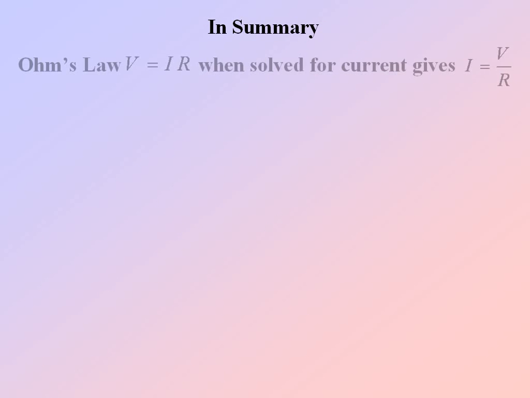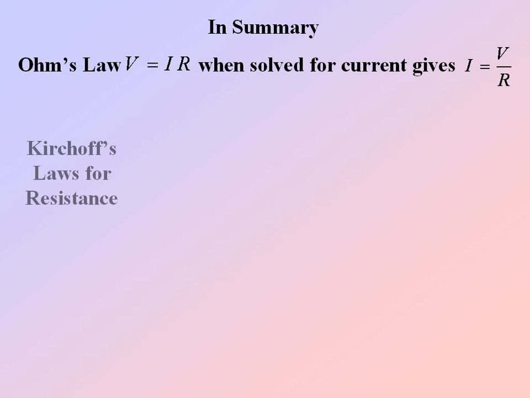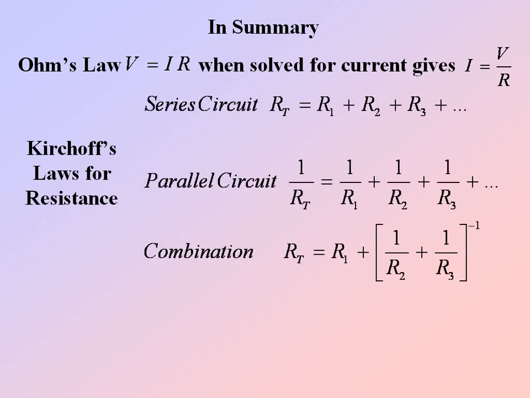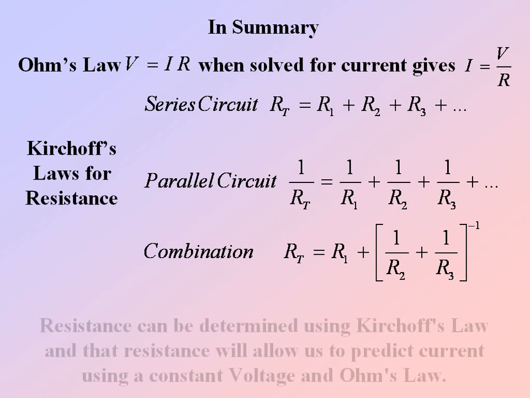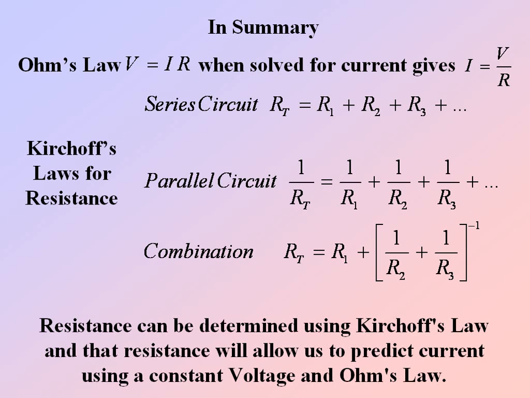In summary, Ohm's law gives us V is equal to IR, and when solved for current, gives I is equal to V over R. If we can use Kirchhoff's laws to determine the total resistance of a circuit, and we know the total voltage, then we can predict the current through the complete circuit or through parts of the circuit. Here are Kirchhoff's resistance laws for series, parallel, and a combination series-parallel circuit. Once resistance is determined, then that resistance allows us to predict current using a constant voltage and Ohm's law.